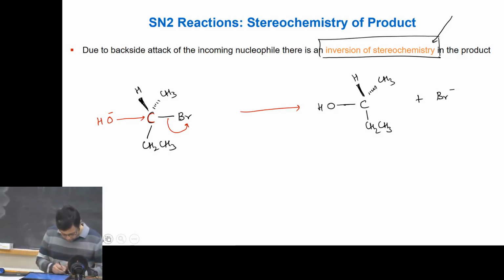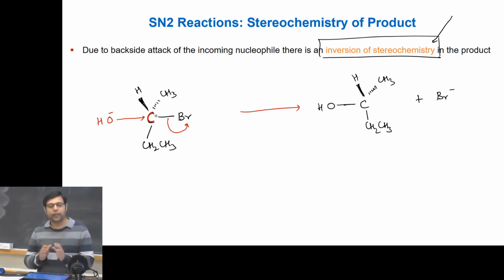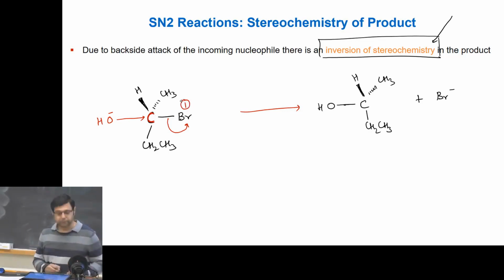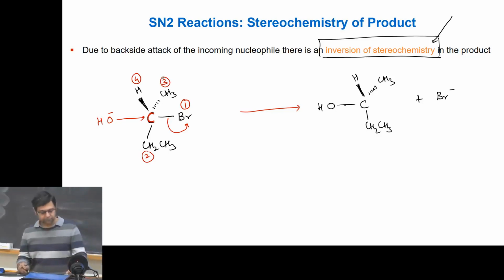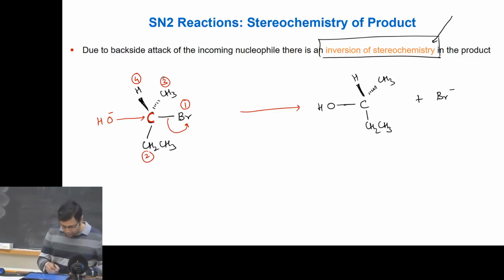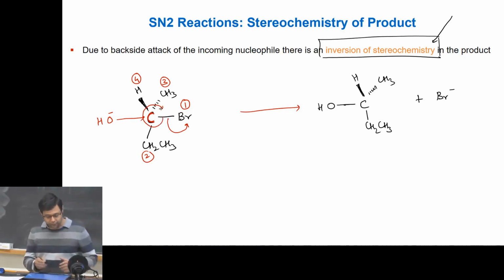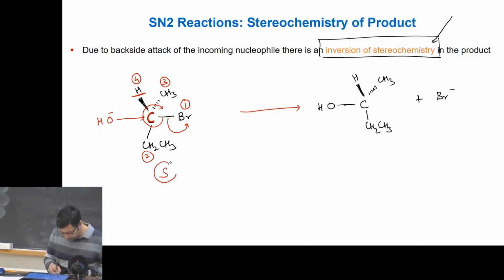Let's now first figure out the configuration of this carbon. In the reactant, the chiral carbon, is it R or S? Br gets priority 1. Hydrogen gets priority 4. CH2CH3 gets priority 2. CH3 gets priority 3. Start the arrow from 1, go towards 2. This looks clockwise, but the fourth priority group is coming towards you. So actually the configuration is S.